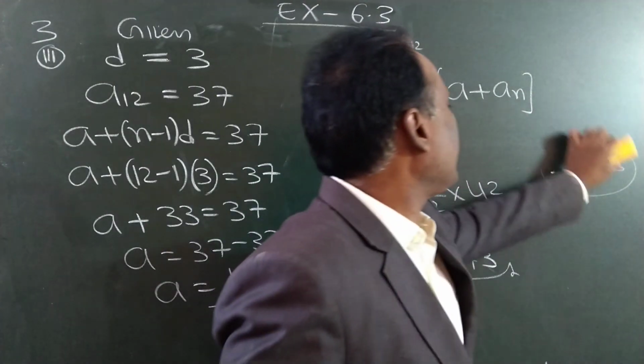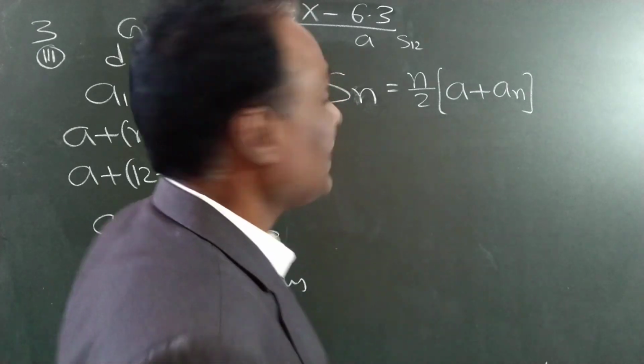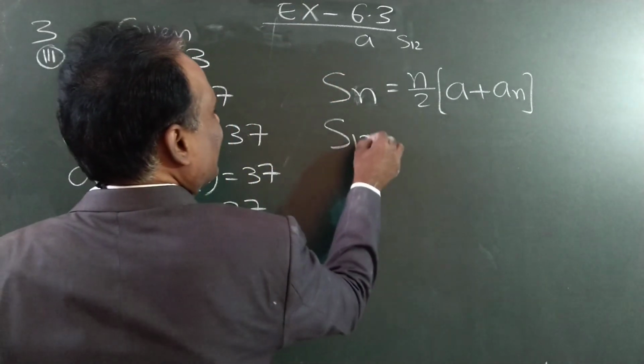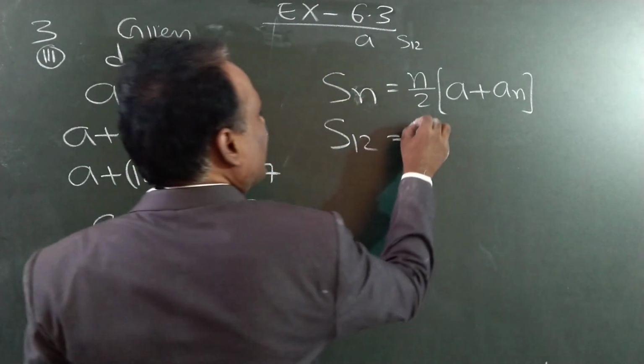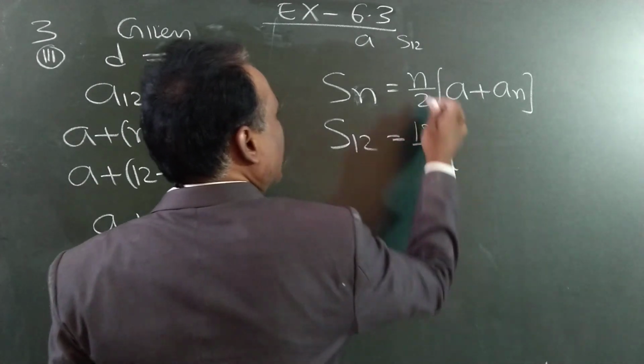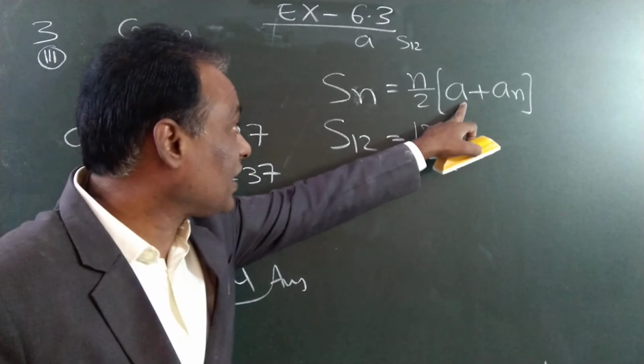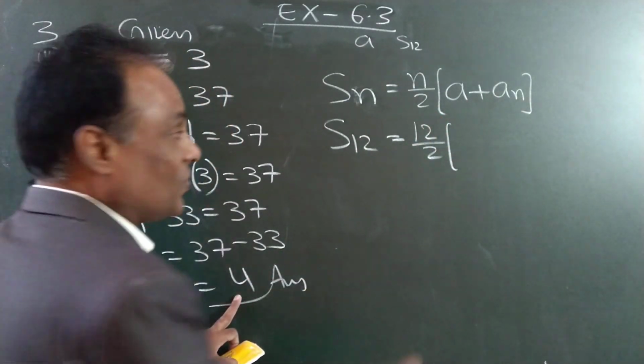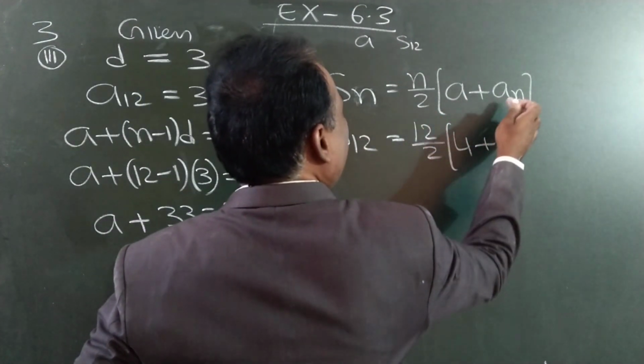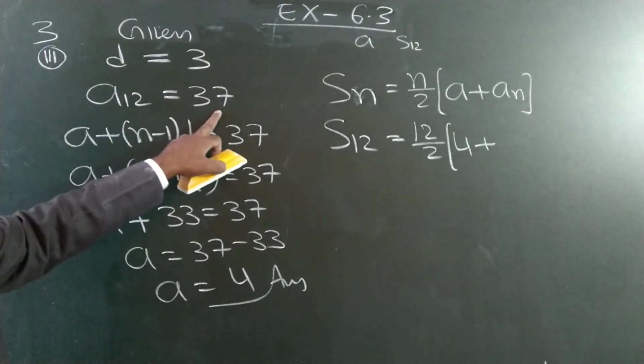Second question is find S12. S12 means n is equal to 12. So 12 by 2 into the first term a, which we just got as 4, plus the last term, 37.